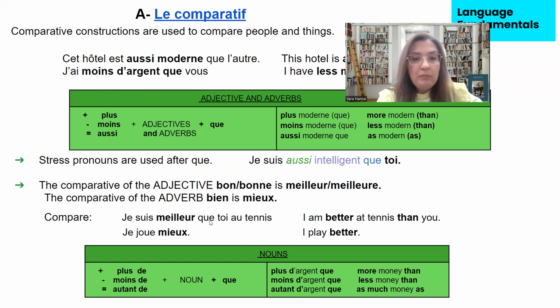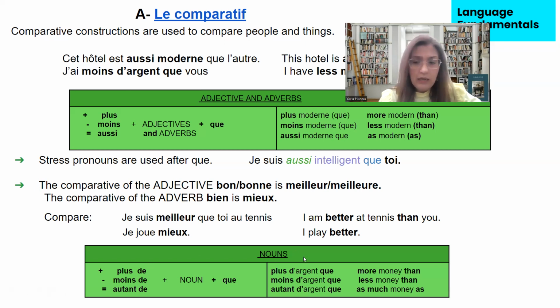Compare. Je suis meilleur que toi au tennis. I am better than you at tennis, or I'm better at tennis than you. Je joue mieux. So here, je suis meilleur. Meilleur describes the subject, which is the je. So it's an adjective, while mieux in the second sentence describes joue. How do I play? I play better than you. So mieux is an adverb. So the opposite of mieux is bien.